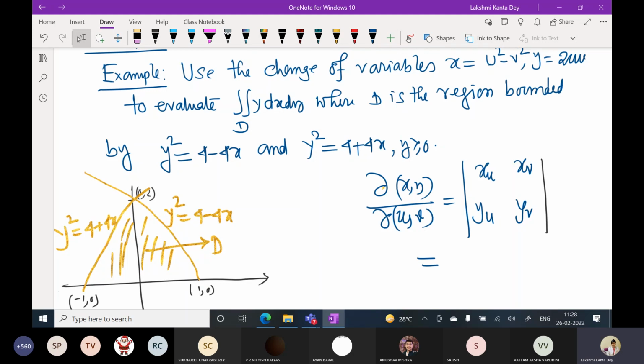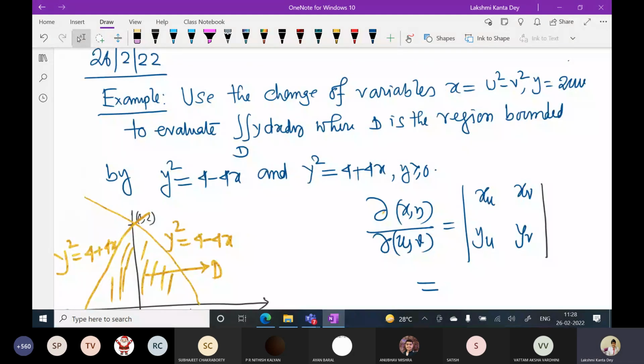Suppose this is a question. First listen, try to read the question. Use change of variables. Here the change of variable is given: x is equal to u square minus v square, y is equal to twice uv. We have to evaluate the integral of y dx dy, where D is the region bounded by two parts of two parabolas. So what do we have to do?